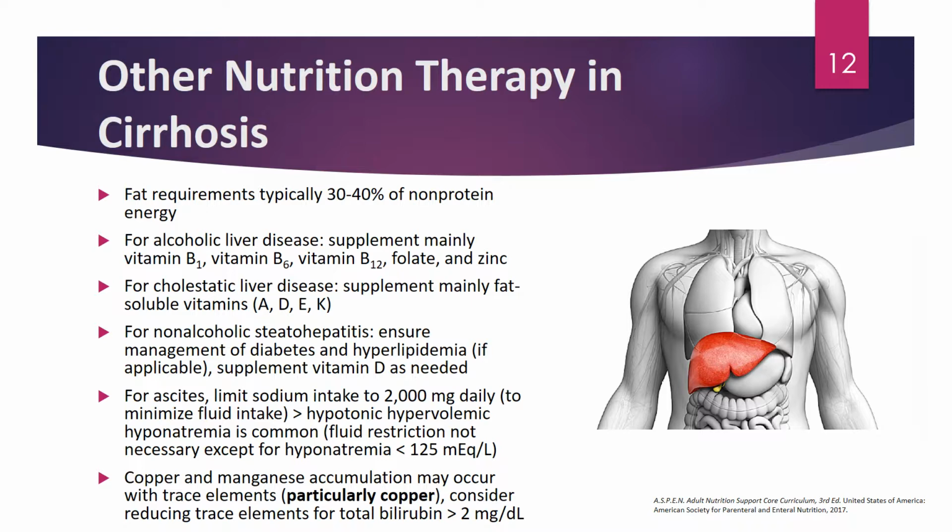And remember, copper and manganese can accumulate in liver disease, especially whenever you administer trace elements. Copper is the one we typically think about in terms of causing toxicity, though manganese can also cause its own toxicities on the outpatient side. And it's important to consider reducing trace elements for T-bili greater than 2, though this is debatable in terms of literature that is actually out there. So you may reduce trace elements by any amount, depending on what your protocol is at your hospital or what you feel is clinically best for your patient.